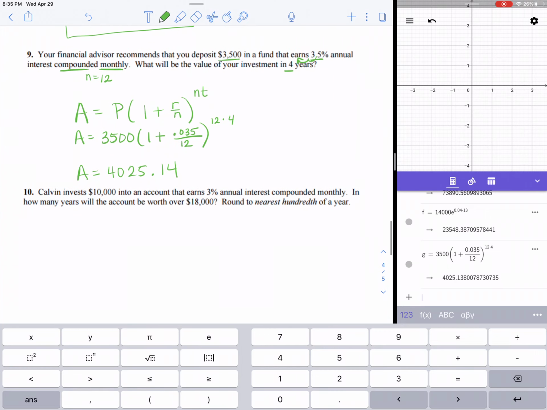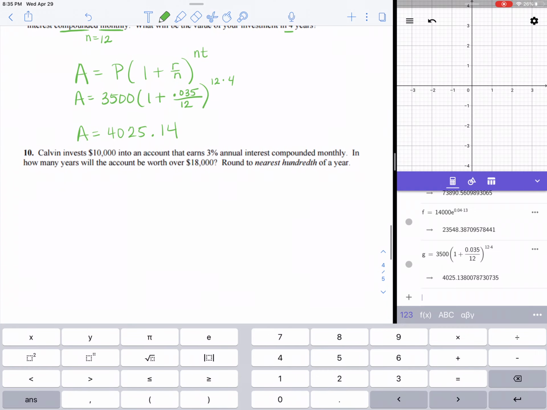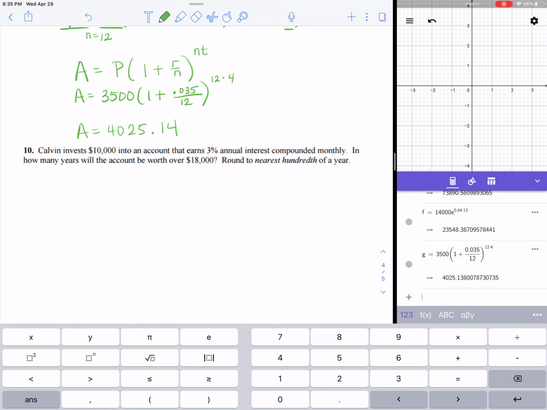Number 10 is a little trickier. Calvin invests $10,000 into an account that earns 3% annual interest compounded monthly. In how many years will the account be worth over $18,000? Round to the nearest hundredth of a year. So this is like the problems that you were expected to do yesterday that you had a little bit of trouble with. They're telling you what they want the new amount to be. They're asking how many years. So I'm going to do it the way from yesterday. I'm clearing out the calculator.